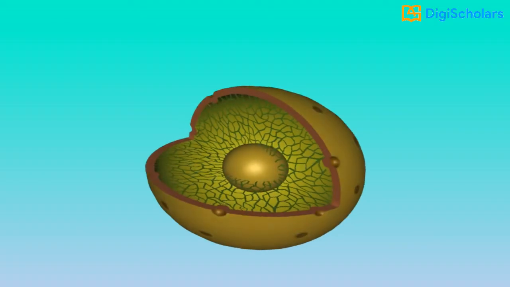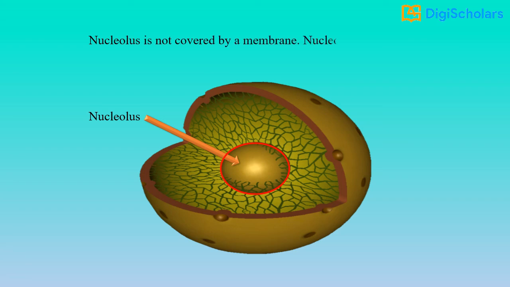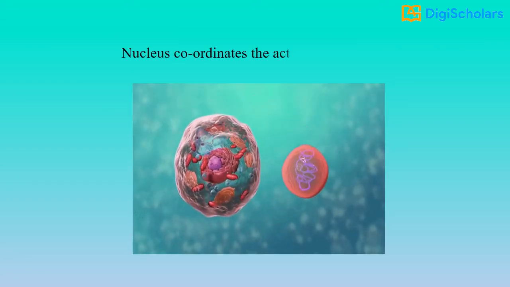Look at the structure other than chromatin in the nucleus. Nucleus also has a dense spherical body called nucleolus. Nucleolus is not covered by a membrane. Nucleolus forms ribosomes. Nucleus coordinates the activities of the cell.